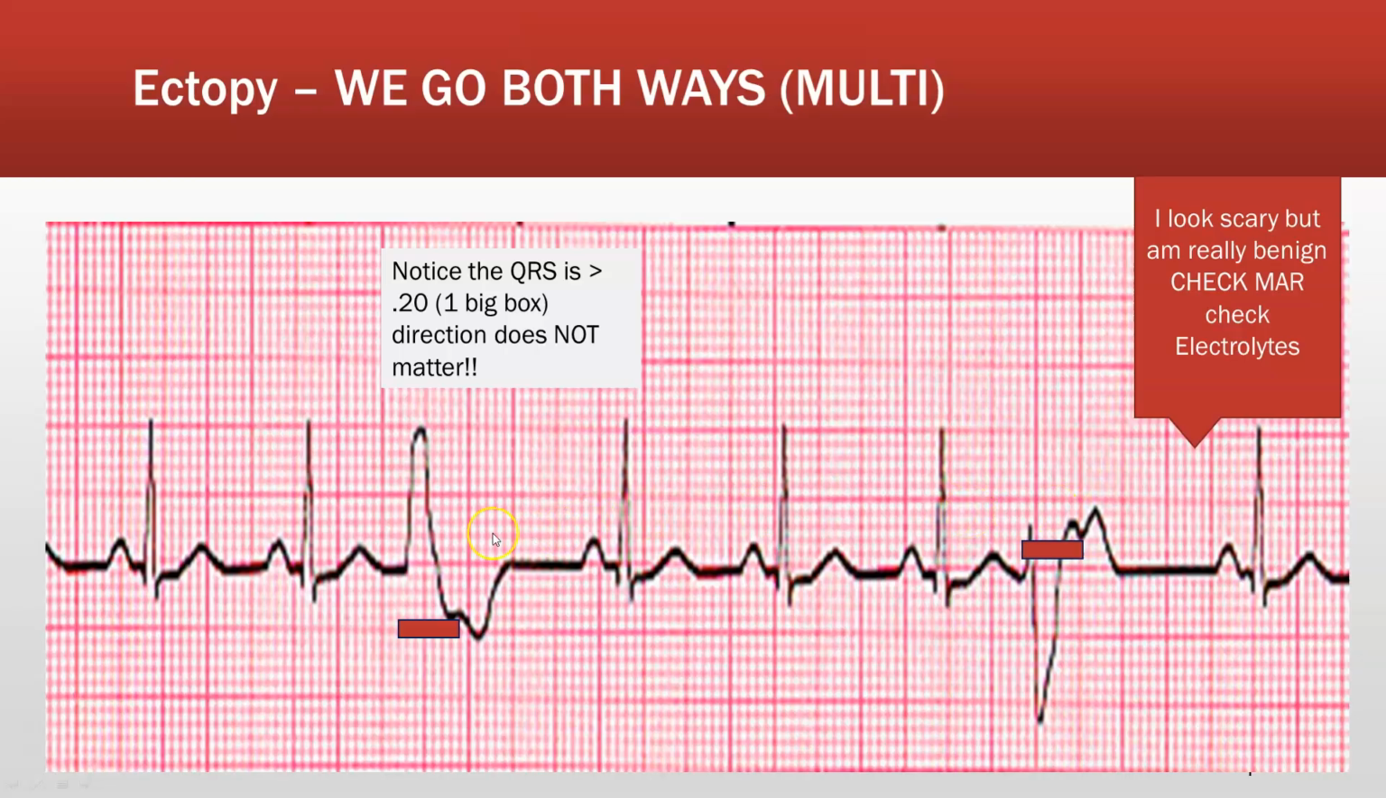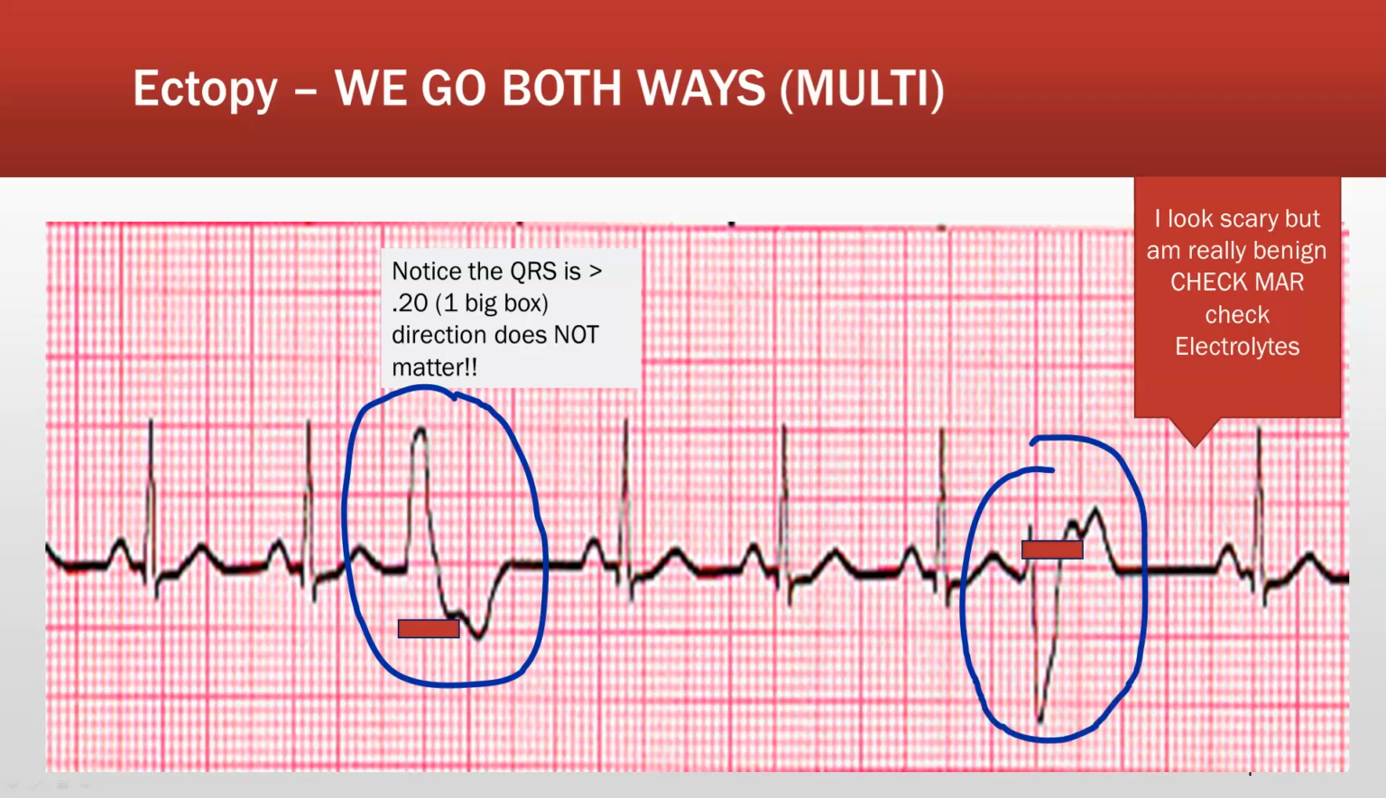Whereas this one, I do see that I have a wide, bizarre QRS here. The red boxes are there to show you that you're going to measure, and it's going to be bigger than your normal 6 to 12 QRS. So it's wide, it's bizarre.